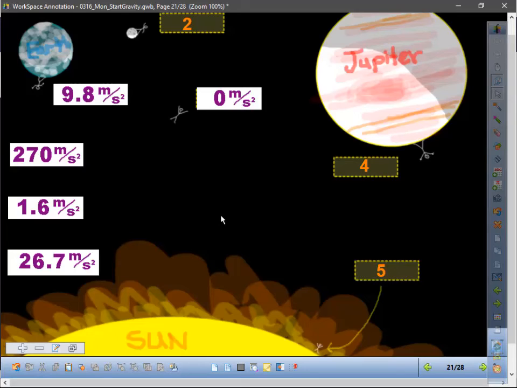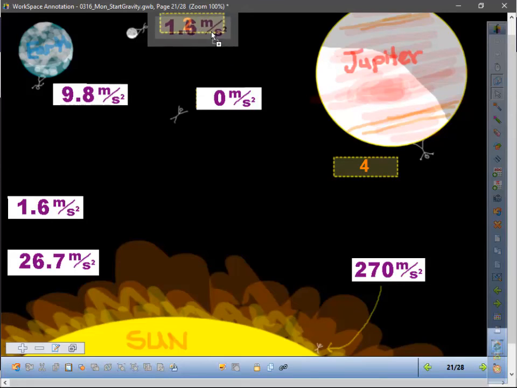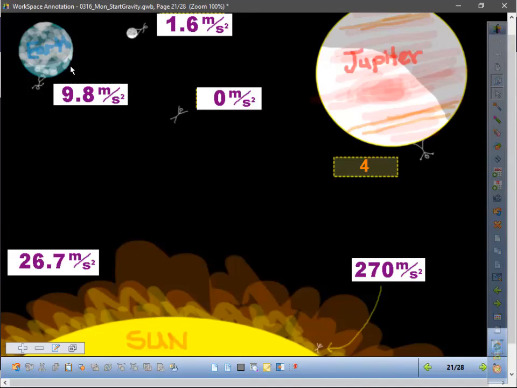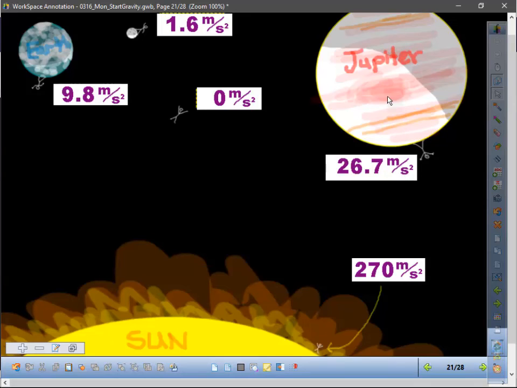All right, so using some logic, you should be able to figure out that the most gravity would probably be right here on the sun. This guy's being pulled down by the biggest object, so he'd probably have the biggest acceleration. And then we have the smallest. This guy on the moon would have even smaller acceleration than the Earth, at 1.6. And then Jupiter is a pretty big planet. It's got more acceleration than the Earth, but less than the sun. So here are all of the accelerations of all the guys in different places.